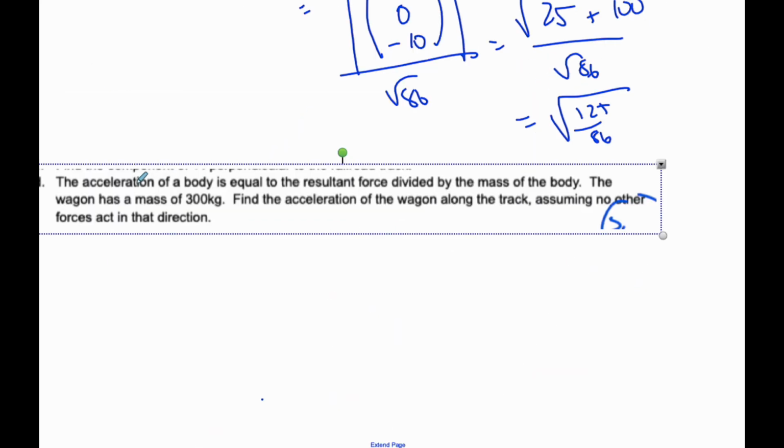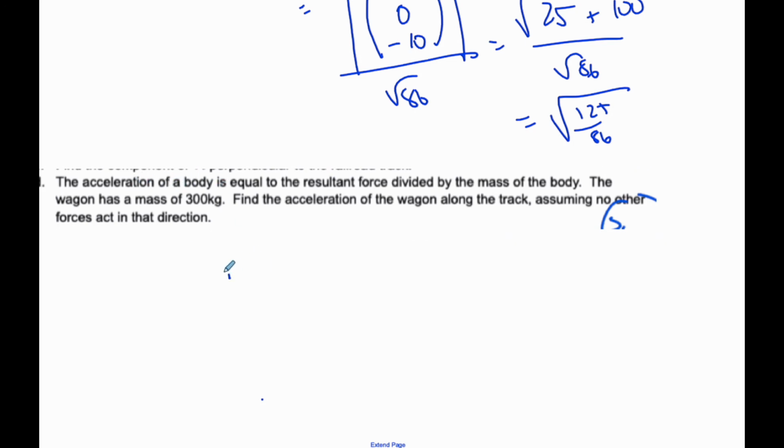So the last question here, the acceleration of a body. The acceleration is equal to the resultant force, F, divided by the mass of the body. If you take physics, you may have seen force is equal to mass times acceleration. That's what they're saying here. So they've given you the formula. The mass is 300 of the wagon. Find the acceleration of the wagon along the track, assuming no other forces.